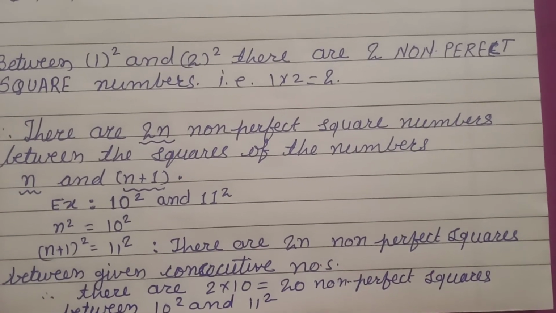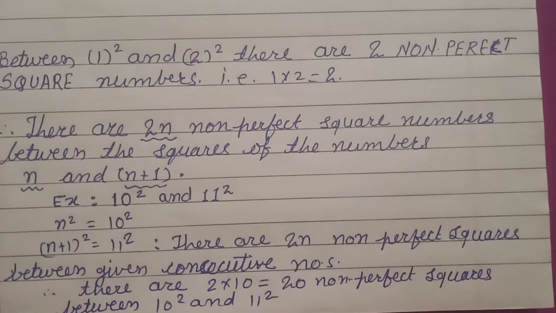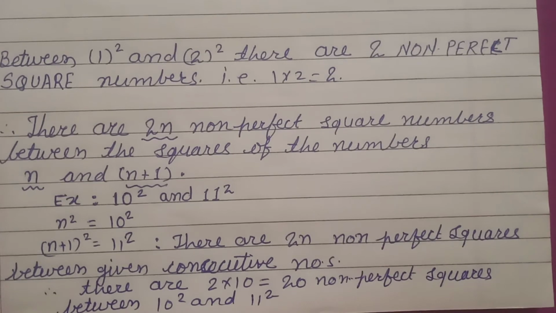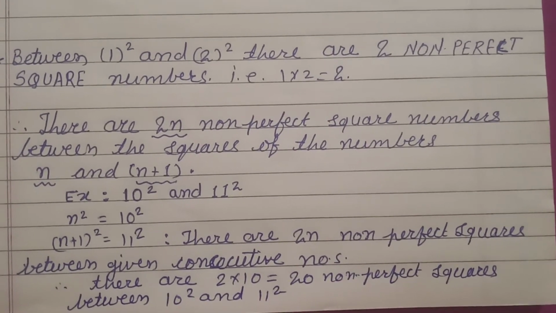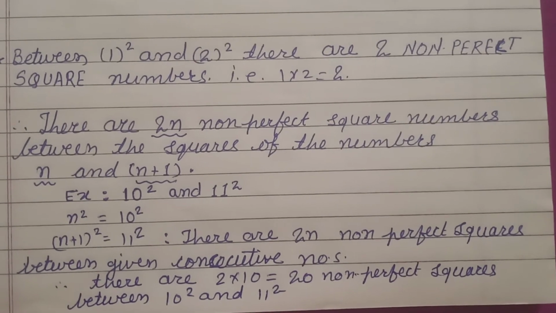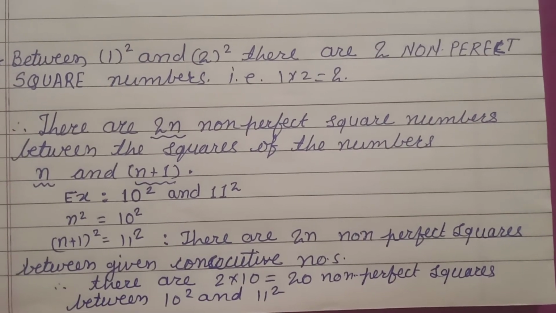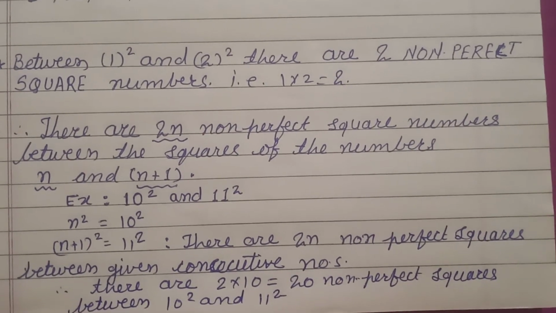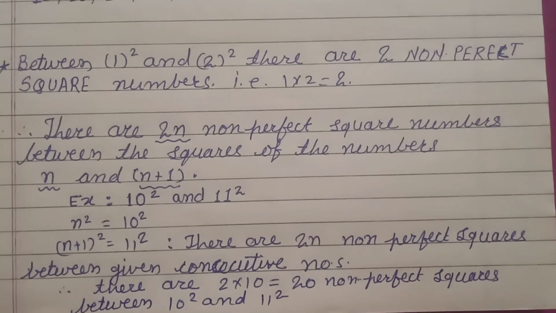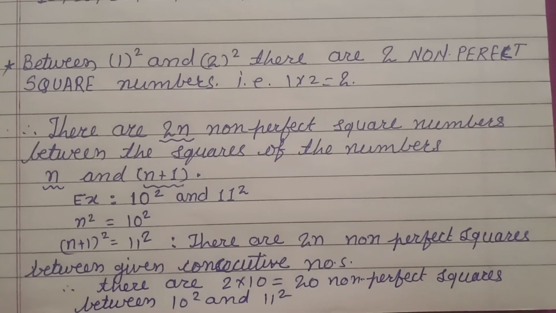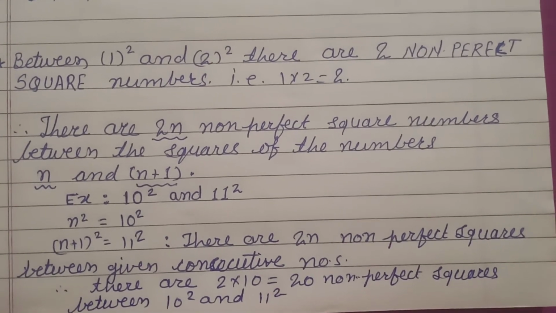And you can easily verify this because 11 square is 121 and 10 square is 100. So if you find the difference, 121 minus 100, that is 21. But the 21st number is 121. Therefore, in between 100 and 121, that is in between 10 square and 11 square, we have 20 numbers which are non-perfect squares.